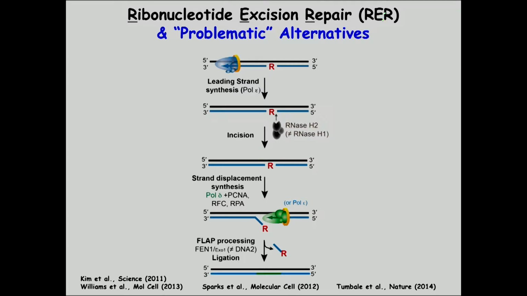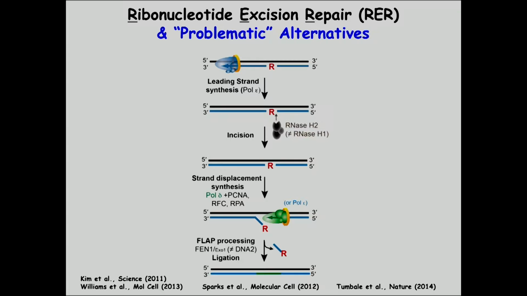This is the ribonucleotide excision repair pathway. So we put the ribonucleotide on the leading strand, and the repair pathway involves incision by RNase H2, followed by strand displacement synthesis, primarily by pol delta, but pol epsilon can also work to some extent in an in vitro reaction. And once this strand displacement occurs, flap processing removes the ribonucleotide, allowing ligation to correct the ribonucleotide incorporation event. The in vitro part of this was primarily done by Peter Burgers, our collaborator on much of this work. And then there are some alternatives.